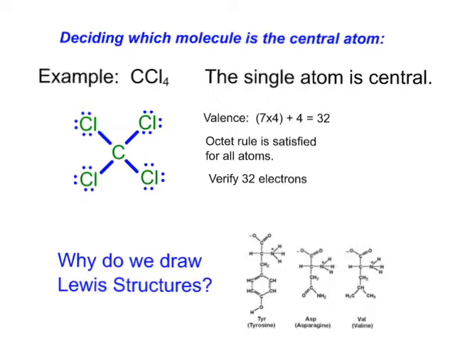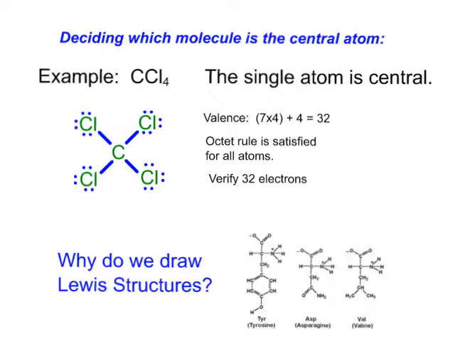And the good rule of thumb is that the single atom is generally central. So if you see a molecule like this, that single atom, the carbon, is generally the central atom that is bonded to those 4 substituents off of it. This is just another case that you can look at. The octet rule is satisfied for all of the atoms. We found the valence electrons first, the octet rule is satisfied for each of them, and we verify that there are indeed 32 electrons in our Lewis structure.